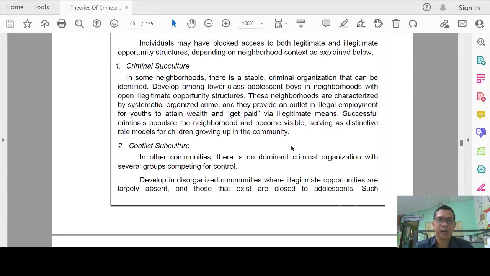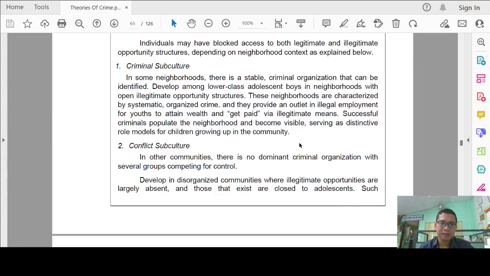The first one is criminal subculture. So when we say the criminal subculture, this is about the neighborhoods where there is a stable criminal organization that can be identified. It means that within a criminal organization, kahit na organization na yan, there is still a subculture, the criminal subculture. The same with within the class, no. Even though you are all criminology students, or even IT or education students in one class, still there will exist a subculture of the class. No, meron talagang grupo-grupo diyan sa class natin.